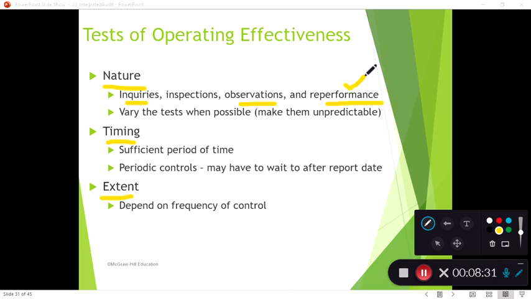inspections, observing the process, and reperformance. Obviously, this one is the most powerful, right? If we're talking about reperformance of a control. Inspections also can be stronger, or can be strong as well. Whereas if you're just talking to someone or just observing them do a small number of transactions, it's not as good as being able to reperform and do inspections.